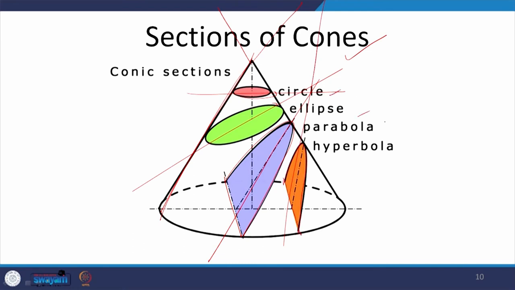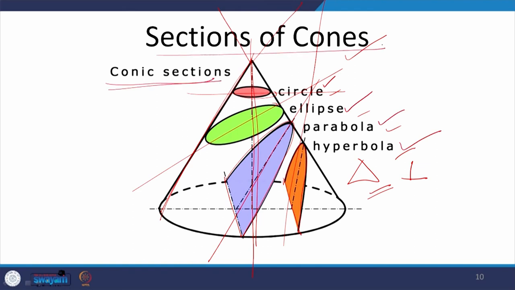So, this is something that we have already discussed. The only thing, what if it is cut in such a manner that it is absolutely perpendicular and passing through the apex, in that case we will get a triangle. So, that's the only condition which we have not seen here. In all other cases, either we will get a circle, an ellipse, a parabola or a hyperbola, which is what the conic sections or sections of cones are.